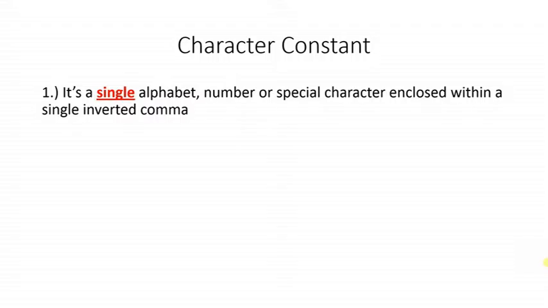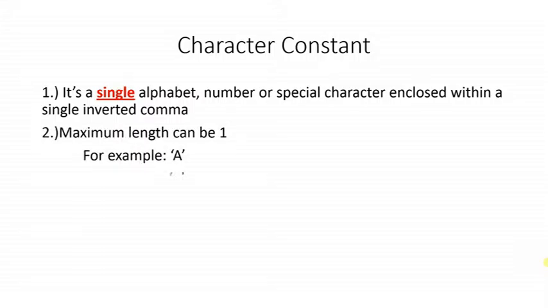A character is a single alphabet or a number or a special character enclosed within single inverted commas. For example, the letter A, the number 2 and a special character $. About secondary constants we will be discussing in the later tutorials.